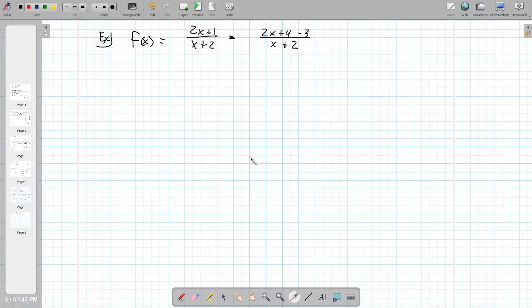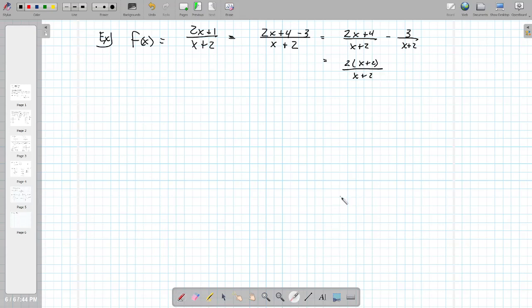But instead of that, what I'm going to do is break up the numerator over this subtraction. So this will be 2x plus 4 over x plus 2 minus 3 divided by x plus 2. Right. Now we can look at this a little bit differently because I can factor a 2 out of the top and I'm left with x plus 2.